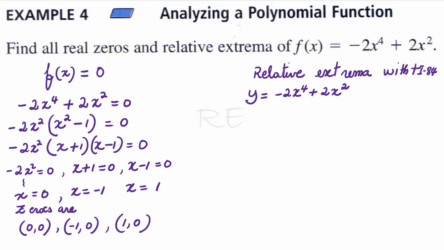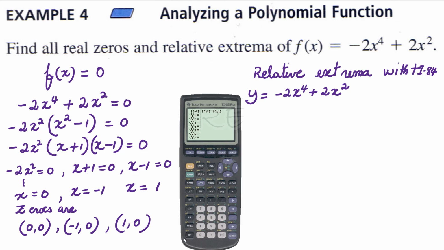Now we're going to find the relative extrema with the TI-84. First, we write the function -2x^4 + 2x^2. We press graph to graph the function. The view is too small, so we zoom in. We're going to press 2 and press enter again.